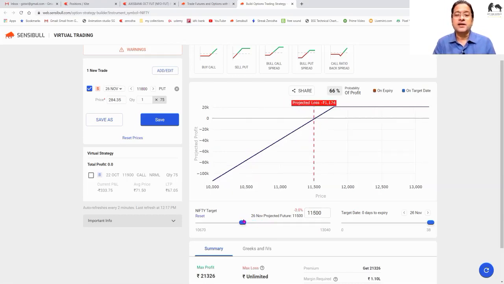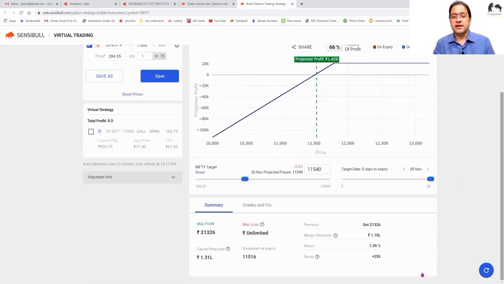Until what? As I've taken a premium, currently about 21,000 rupees premium I have taken. My loss is unlimited if the market crashes, definitely it's unlimited. My maximum profit is 21,000. Margin capital required is about 1.31 lakhs. Margin is only 1.1 lakh as of now.